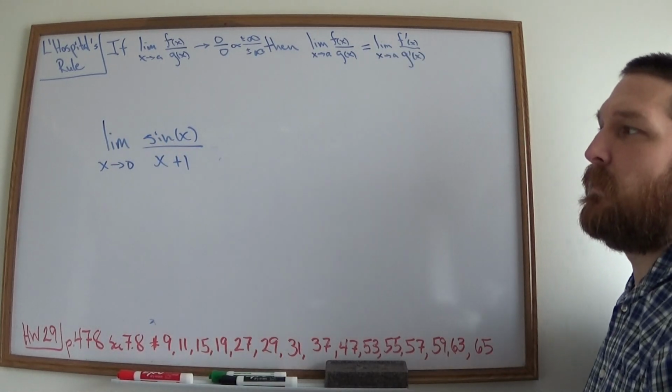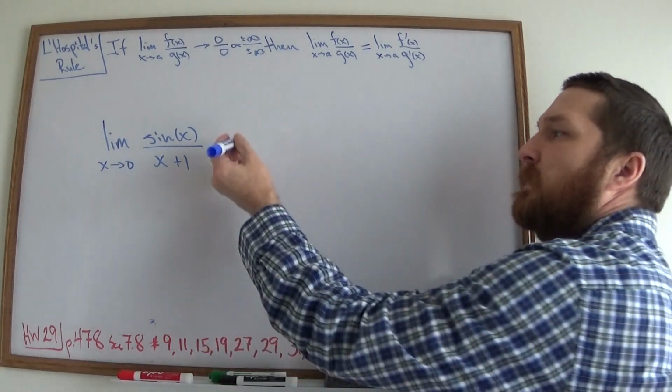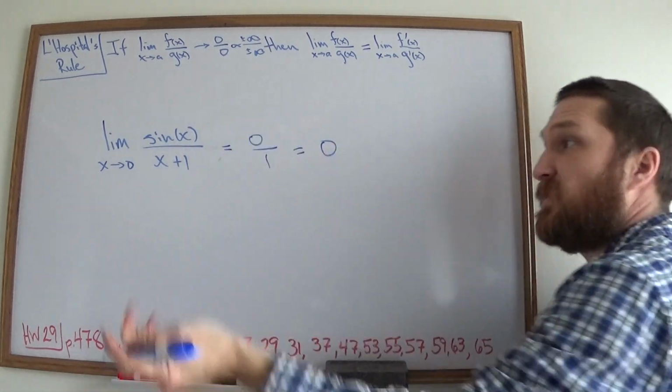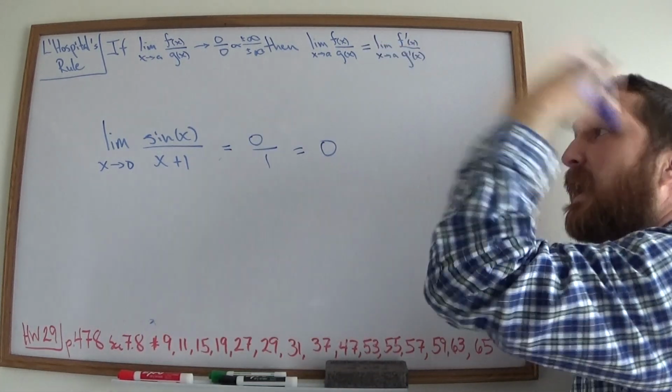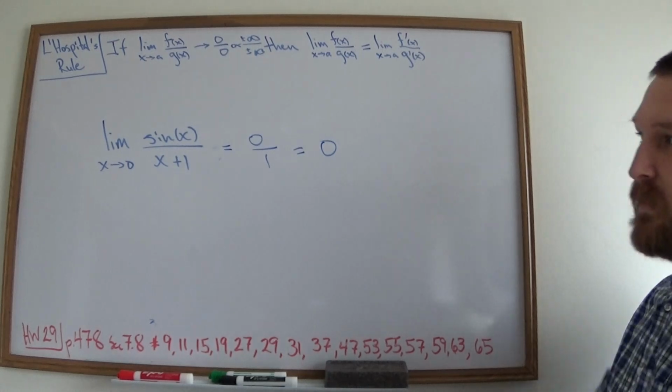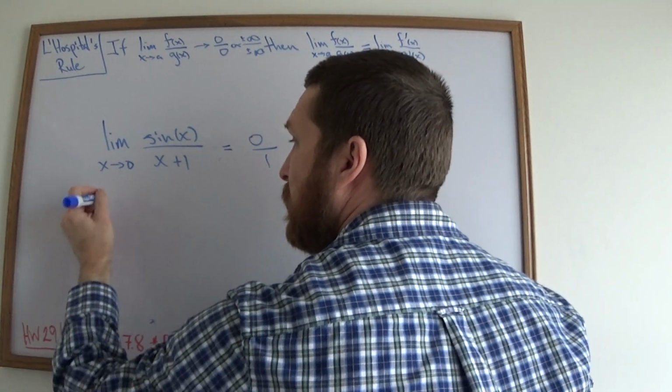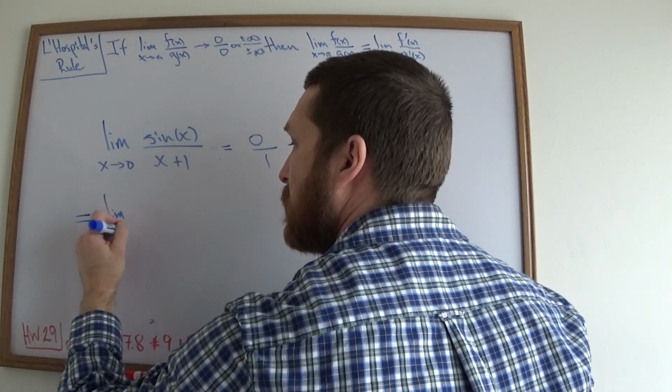Does that go to 0 over 0? No. What does it go to? 0 over 1. 0 over 1, which is 0. It's just 0. But if you just blindly applied L'Hopital's rule to any limit you find, you can say, oh, I'm going to use L'Hopital's rule. And so this is the same thing as the limit as x goes to 0.